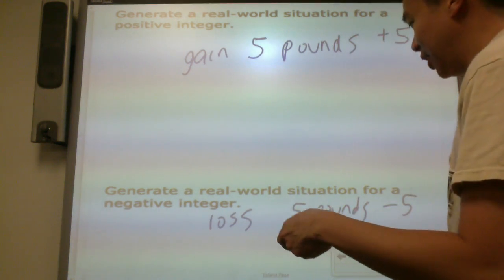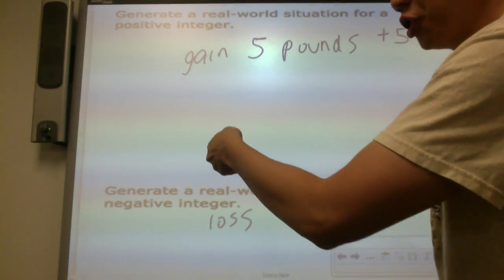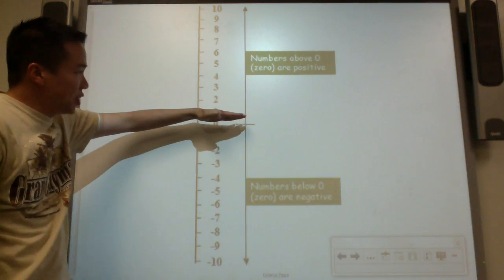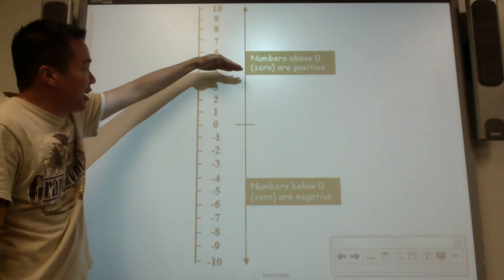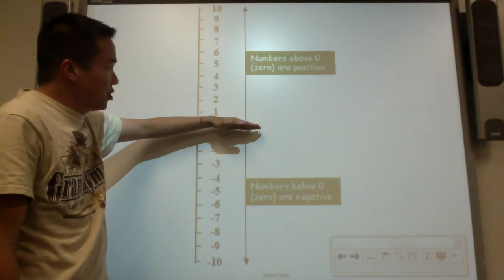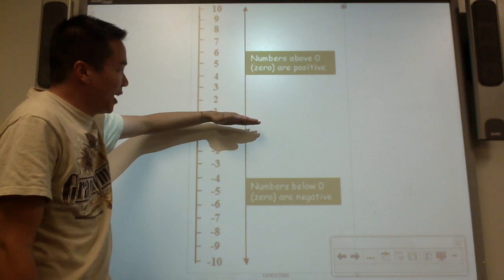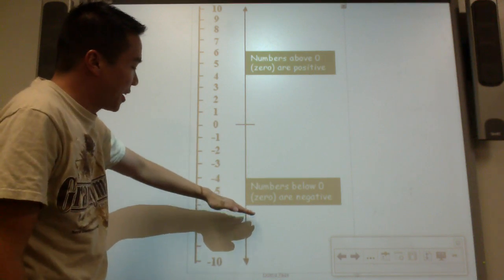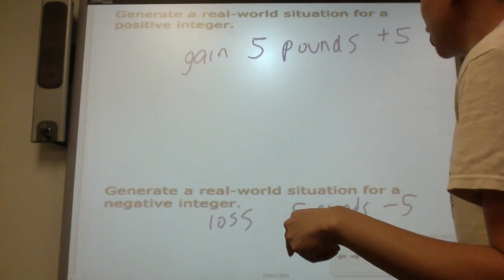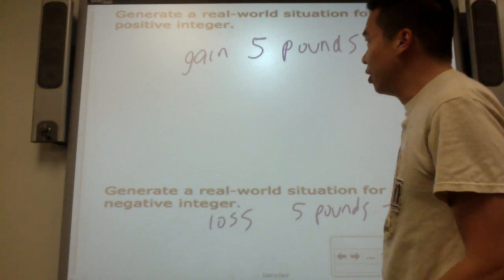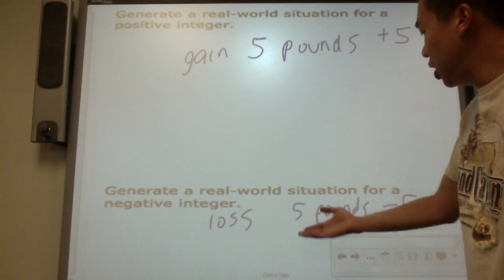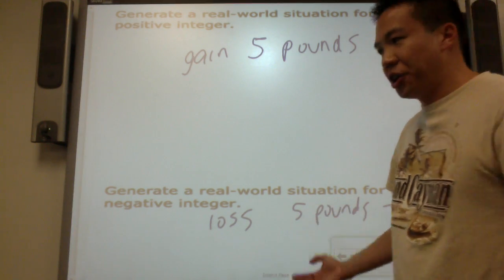So let's go back to our vertical number line. Imagine that this is a scale. I'm standing at 0. And then I got on a scale, I gained 5 pounds. So that's my set weight. And then later on, I lost the 5 pounds. So it went back down. So now I'm back to 0. Also it could be football. I gained 3 yards. I lost 8 yards.